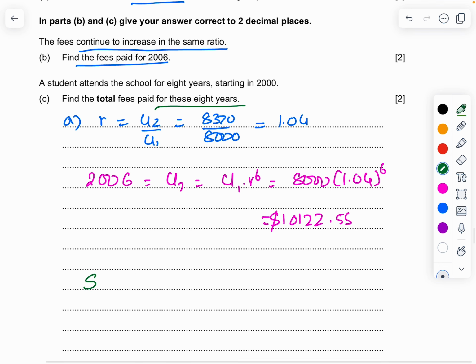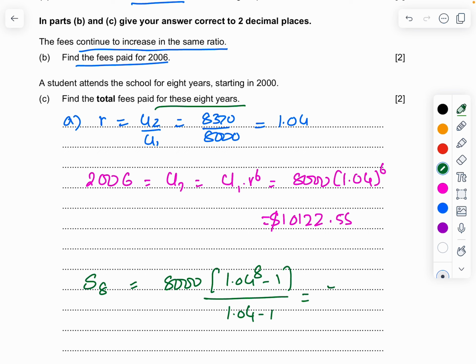Now the total fees paid in 8 years. So I'm going to find S8. It's a geometric sequence, so I'm going to use the formula U1 times r to the power of 8 minus 1 upon r minus 1, which is 73,713.81.